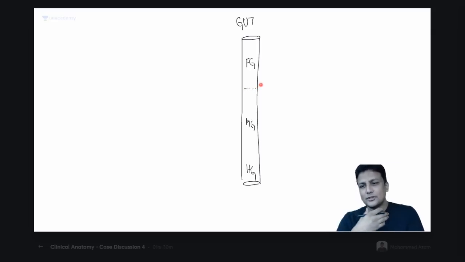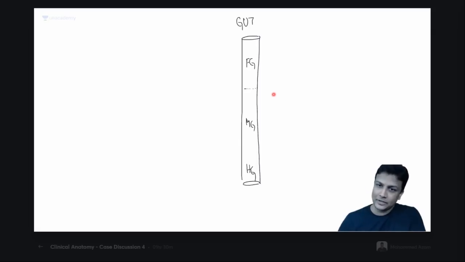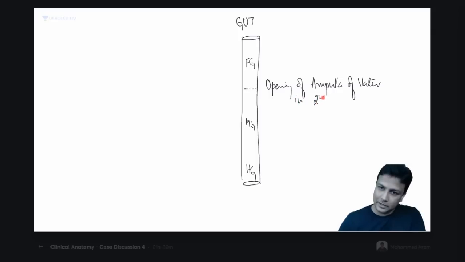It will be including your esophagus, your stomach and even duodenum. And it will be up to the second part of duodenum. And I hope you all know in the second part of duodenum, there'll be opening of ampulla of Vater. So it will be up to the opening of ampulla of Vater. Okay, and that opening of ampulla of Vater will be in which part, sir? In second part of duodenum.